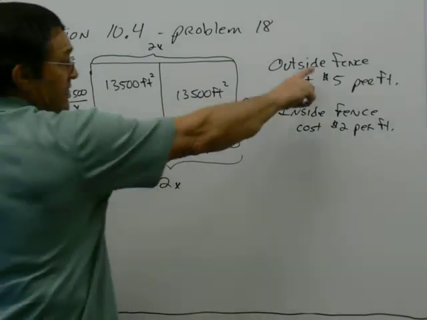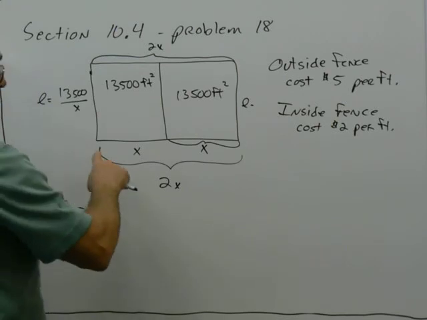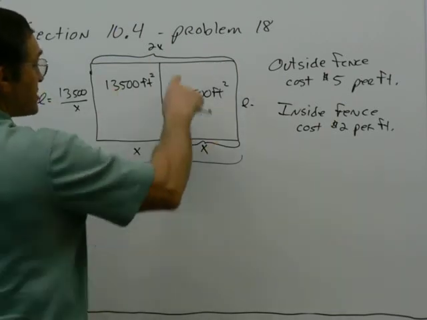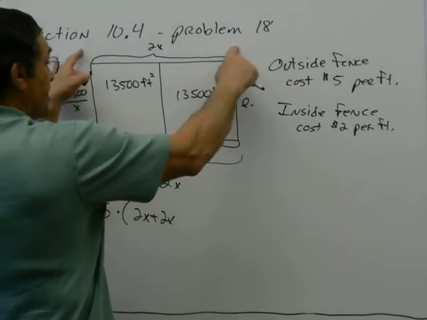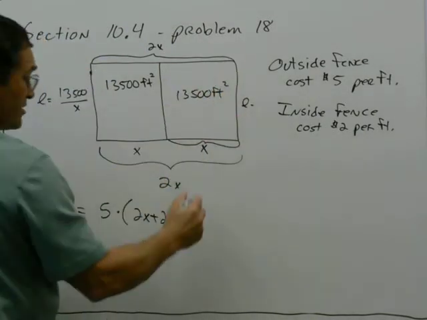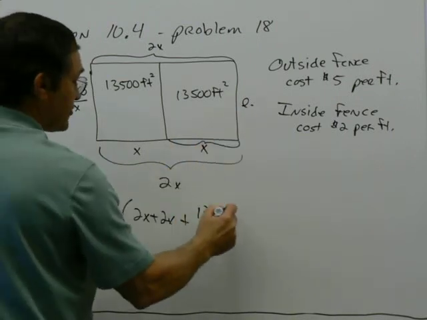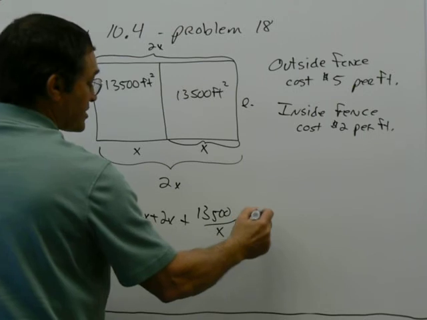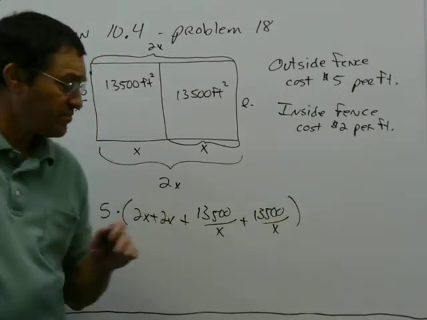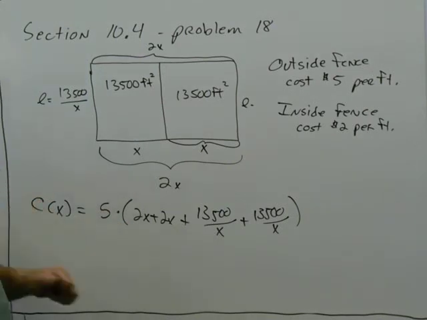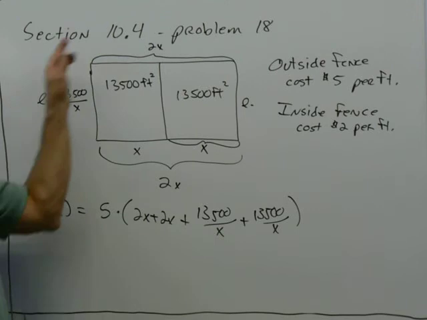Well, remember the outside fence costs $5 per foot, and so it's going to be $5 times how many feet on the outside. Well, that's going to be 2x plus 2x to get this distance and this distance. And then plus this plus this. So plus 13,500 over x plus 13,500 over x. Now, I'm not trying to be formal or quick or smart or anything else. I just want something that I can understand where everything came from. It gives me the cost of the fence.